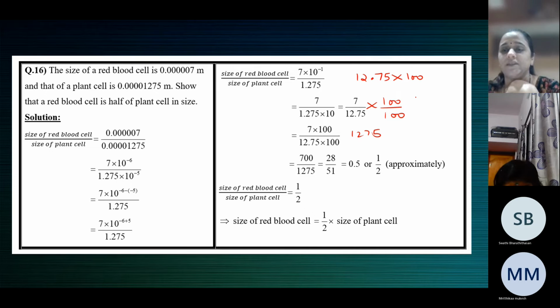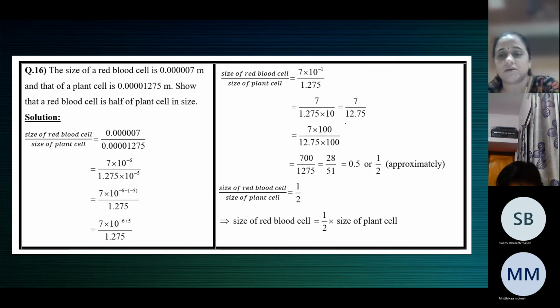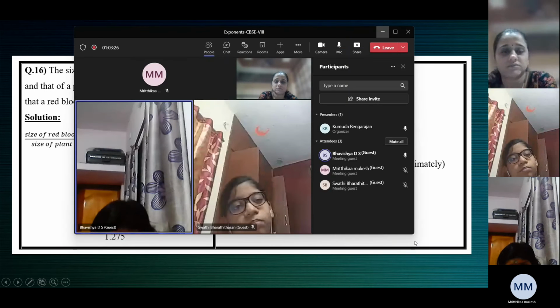You need to multiply by 100. Then it will become 1275. So in order to get rid of the decimal point, we are multiplying the numerator and denominator by 100. It's 7 by 12.75. I don't want this decimal point. So multiply the numerator and denominator by 100. So it becomes 700 by 1275. Do we understand why we multiply the numerator and denominator by 100, children? Yes, ma'am.